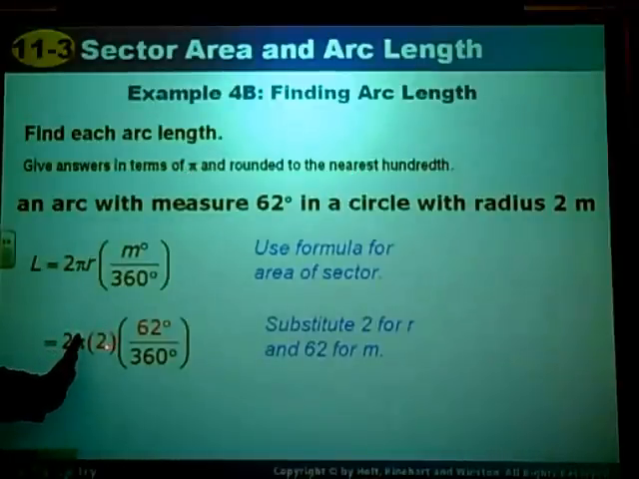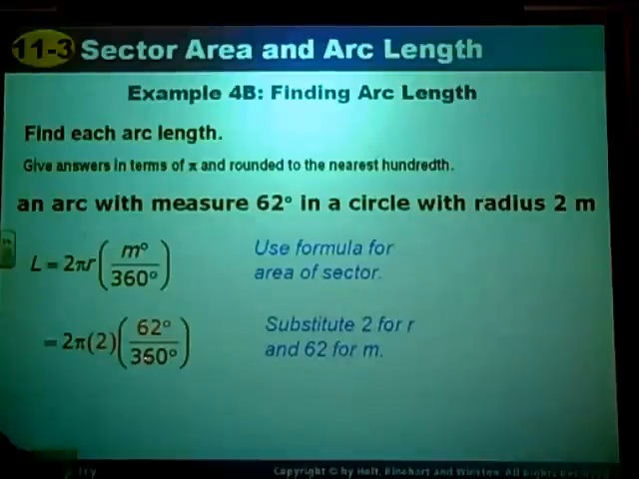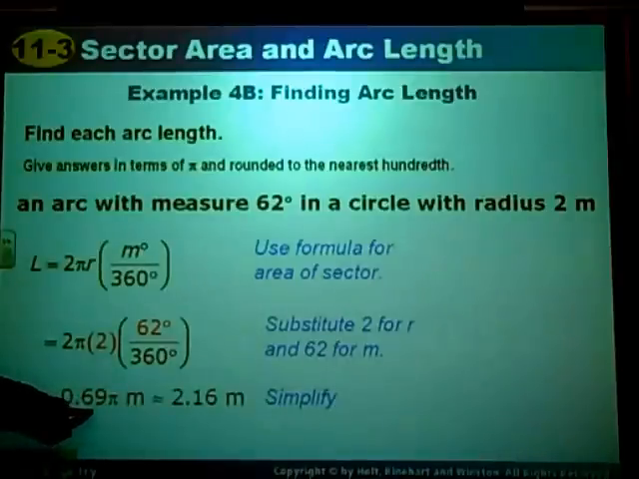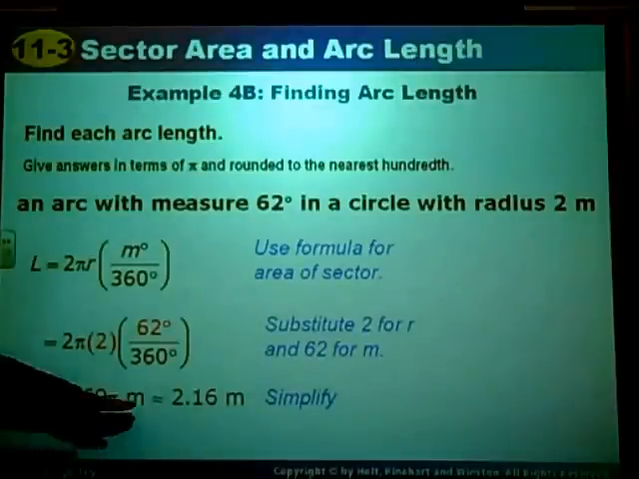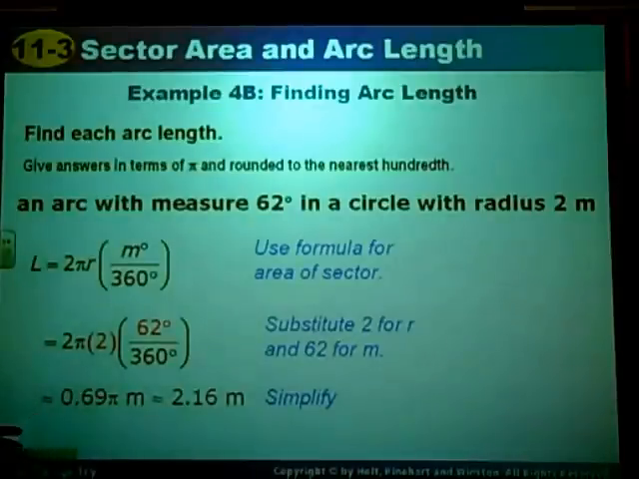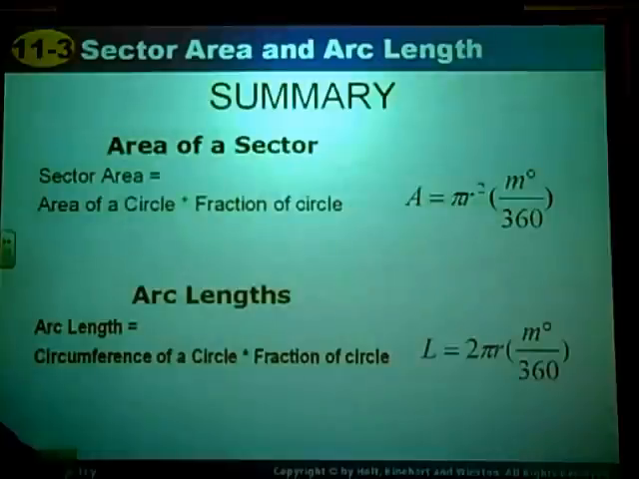I'm going to go 2 times 2 is 4, 4 times 62, and then divide it by 360, and put a pi after it, 0.69 pi. And it said meters over here for the radius, so I know that's meters. And remember, length is not square. And then if I multiply this by pi, I'll get 2.16 meters. So that's all we're doing for these.